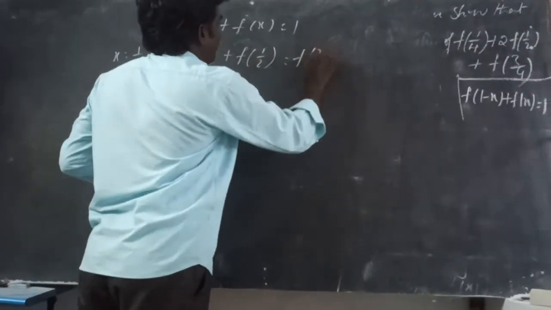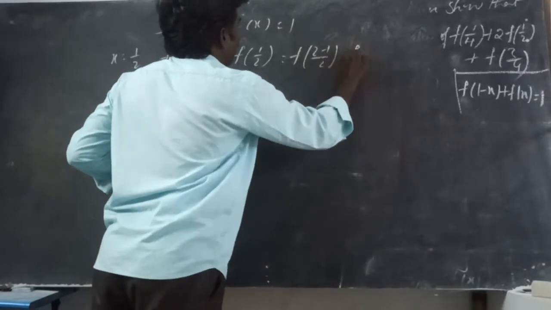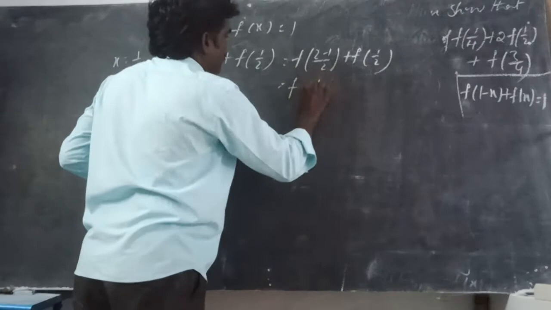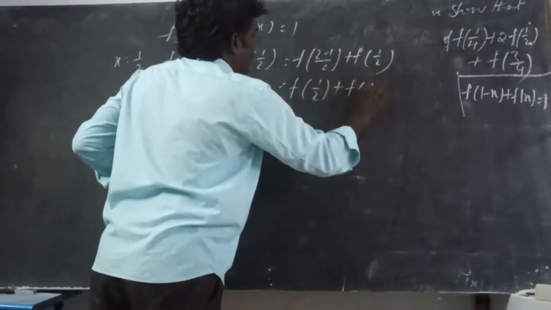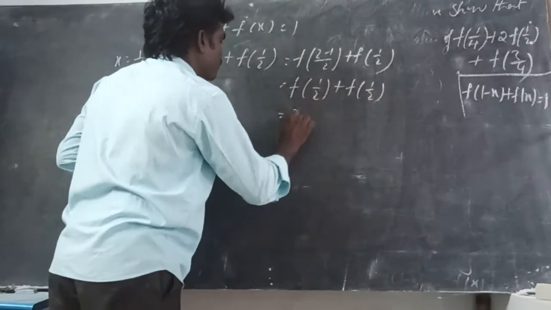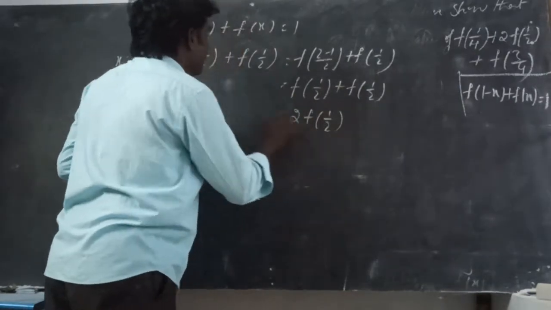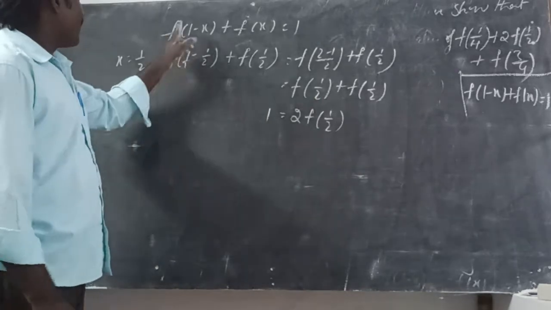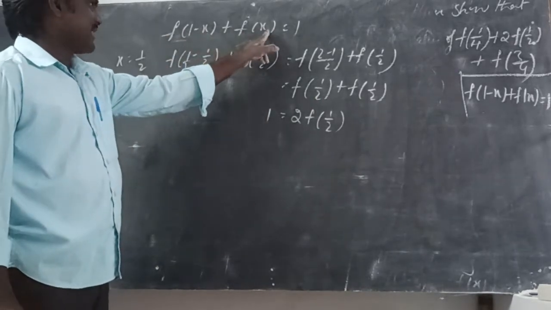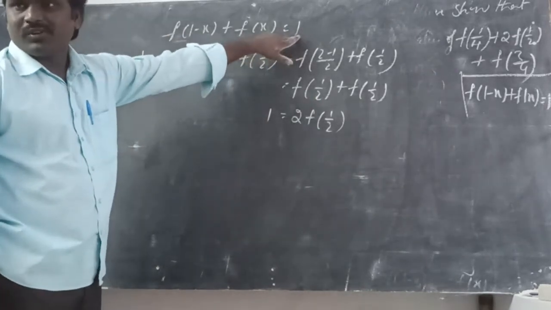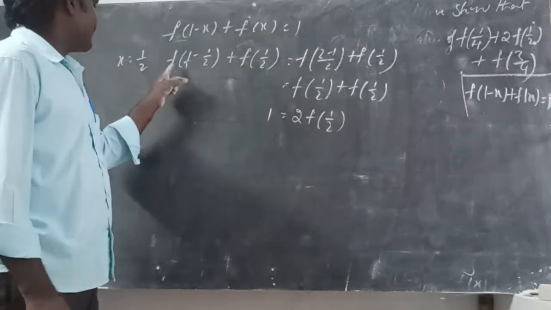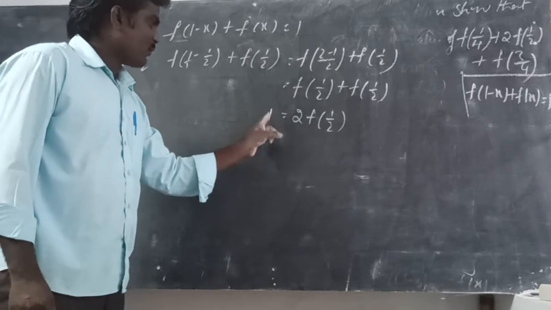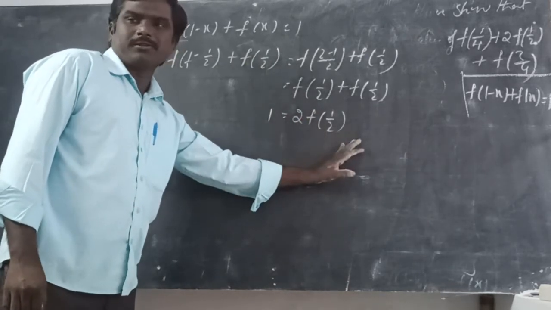How much do you get? f of 2 minus 1 by 2 plus f of 1 by 2. So f of 2 minus 1 by 2, that is 1 by 2 plus f of 1 by 2. So f of 1 by 2 plus f of 1 by 2. So its value, how much is given? 1. f of 1 minus x plus f of x is equal to how much? From the proof, the value is 1. So f of 1 minus 1 by 2 plus f of 1 by 2 value is 1. So 1 is equal to 2 times f of 1 by 2.